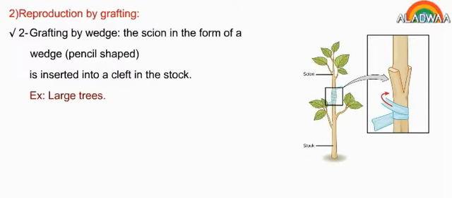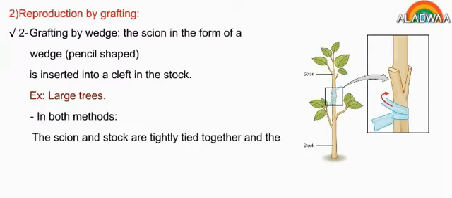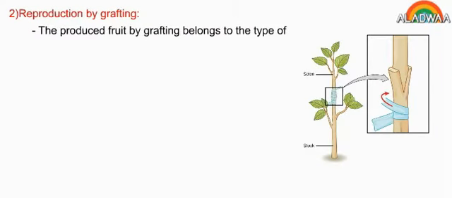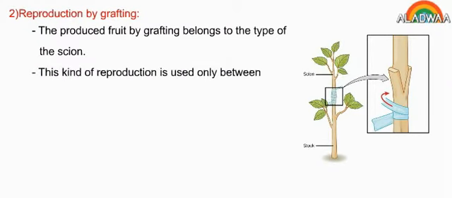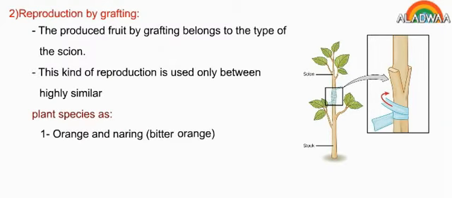Example, large trees. In both methods, the scion and stalk are tightly tied together and the scion feeds on the juice of the stalk. The fruit produced by grafting belongs to the type of the scion. This kind of reproduction is used only between highly similar plant species as orange and naring, bitter orange, apples and pears.